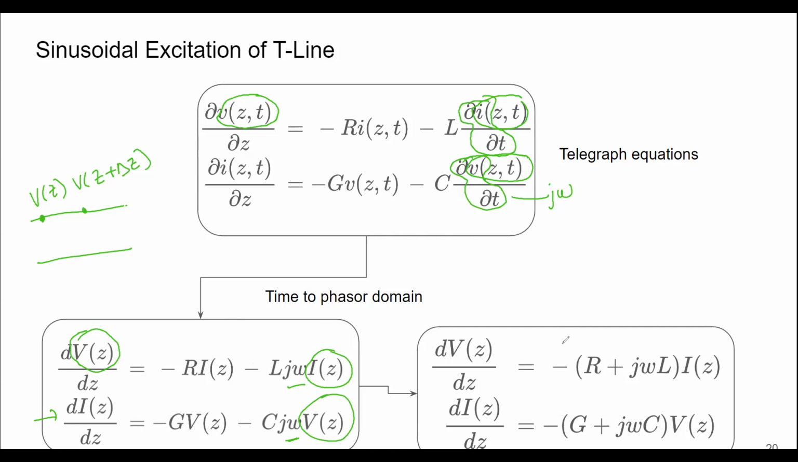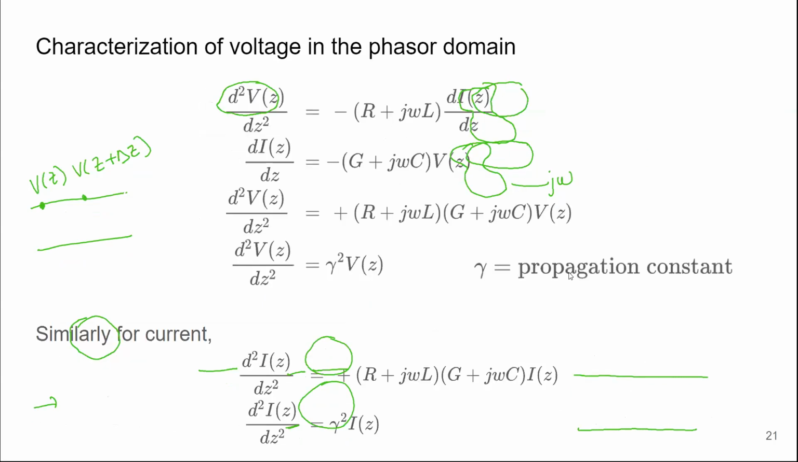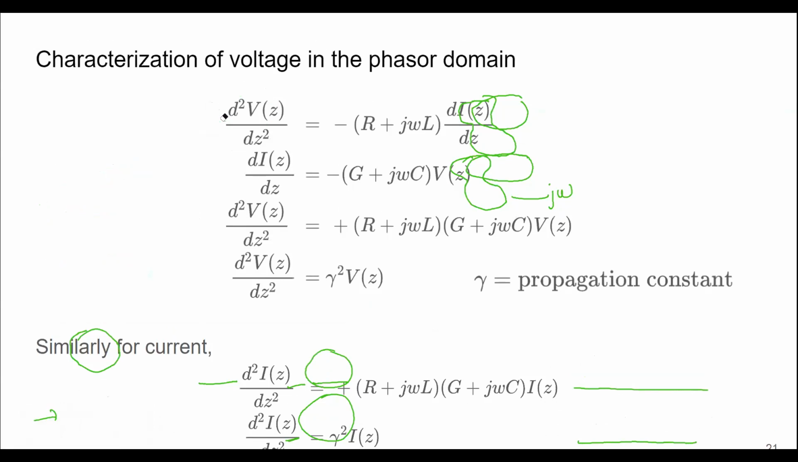Since we can see that there's IZ in both terms, we can take R plus j omega L as one term and write it like this. And similarly for the second equation, you can take the VZ term outside and group the G plus j omega C term into one term within the bracket. So likewise, we can do all those simplifications.